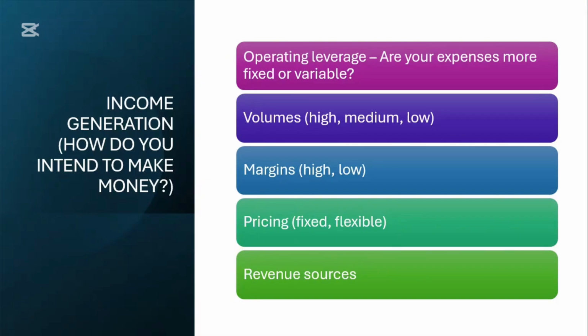Volumes. Are you looking to produce a high volume of products, low volume or medium amount? So we are looking at quantity when it comes to that one. When we look at margins, we are looking at your profit margin. Are we looking at a high profit margin or a low profit margin? Usually what is recommended is that if you have a higher volume of products, then maybe you can look at a lower margin because you make up profit in terms of the volume. When it comes to pricing, are we flexible in terms of how we are pricing, or are we looking at a fixed pricing strategy?